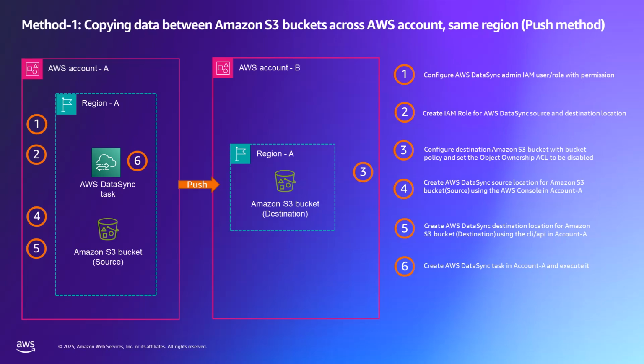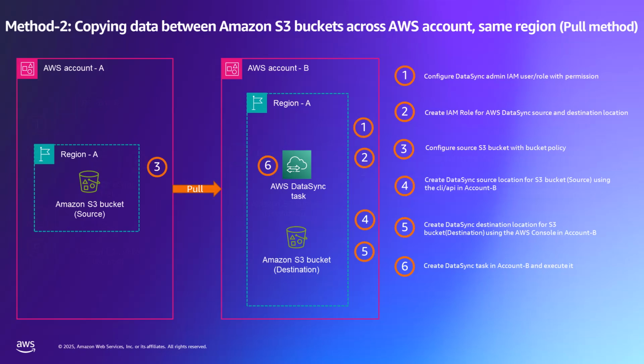Here is a quick recap of all the steps that we have followed to copy the data between Amazon S3 buckets across AWS accounts in the same region using the push method. You can also follow similar steps in the reverse order to pull the data from account A to account B as well. And here are the steps for the pull method.